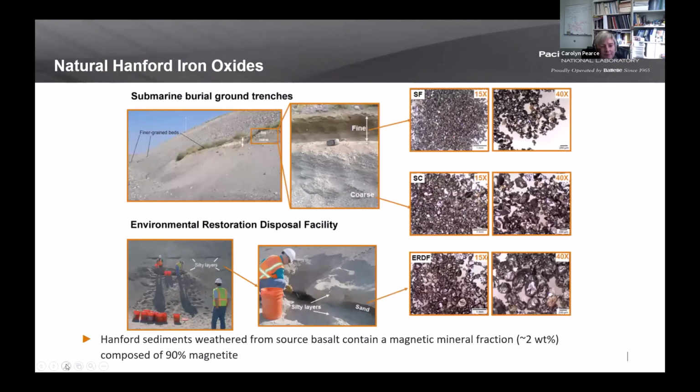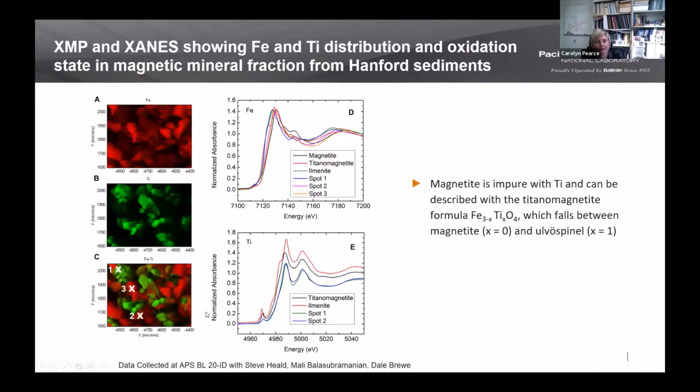And so to do that, we started by really looking at the sediments at the Hanford site, and these were collected by Don Baer and his team several years ago, and fractionated to look at the magnetic mineral fraction, which was predominantly composed of magnetite. And so we were interested in how that phase that's redox active interacts with pertechnetate.